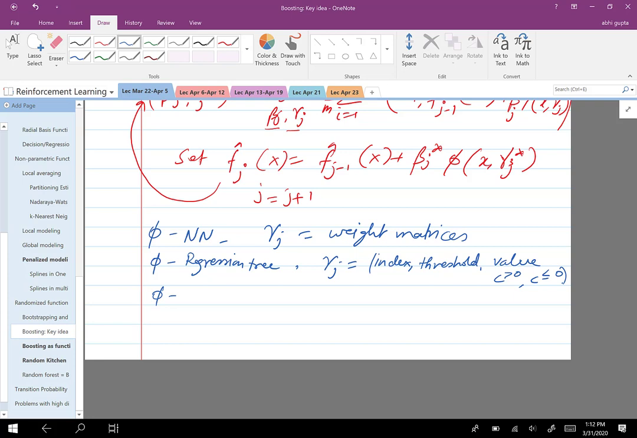If phi was a function, what other function? So if phi was RKHS, then gamma j would be the xi itself. So gamma j would be equal to xi itself. Okay. So in every algorithm, gamma j's have different values. Once you pick a regression problem, you would easily figure out what the parameterization in that regression problem is, and that's the information that is contained within gamma j, whereas beta j is merely the weight that gets added to the function phi at the end.